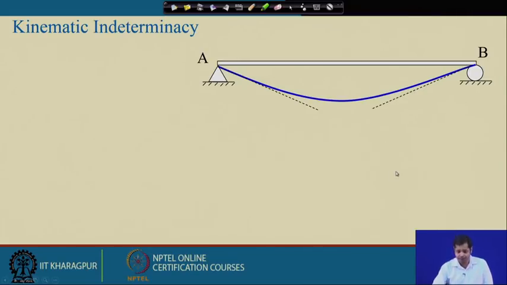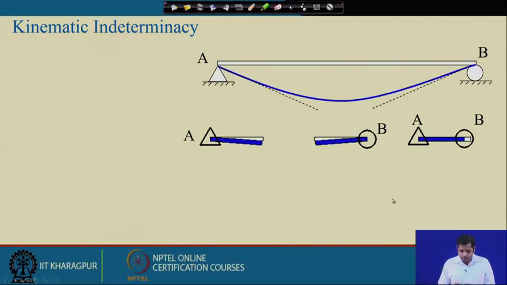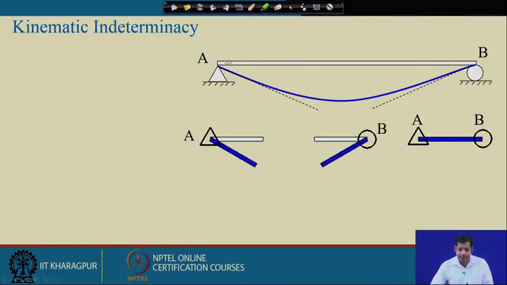Now for instance, in this case we have a simply supported beam, and the blue one is the deformed configuration, and you see these are the possible deformations given. The animation shows how points A and B can move in space. Point A is a hinge support, so the only degree of freedom point A has is rotation. Point B has a roller support, so it has 2 degrees of freedom. One is rotation like this, and another, because of the roller, is translation in this direction.